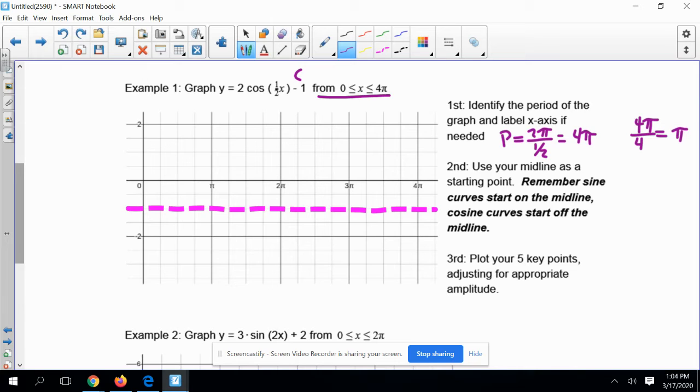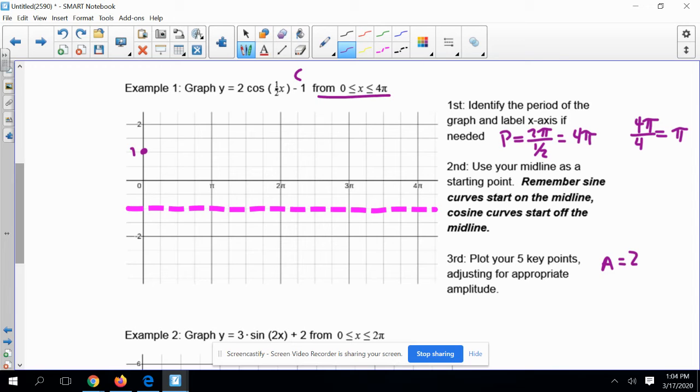And now we're going to need to plot our 5 key points adjusting for amplitude. Our amplitude A is equal to 2. What that means is every single point will either be on the midline itself, 2 above the midline, or 2 below the midline. So cosine starts at its maximum value, and that's going to be 2 units above the midline. So here's 0, that puts us at 1. If the midline's -1, 2 units above is 1.